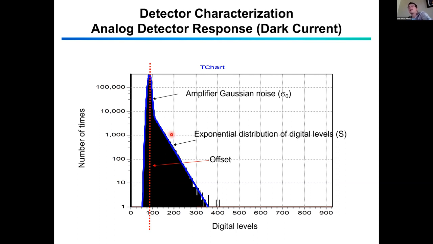And then we have this exponential distribution of the signal levels, which is this digital level to actual photon counts conversion factor. So what you do on your instrument is you record the dark current, and then you plug it into the program, and then you can have the program determine those three factors.